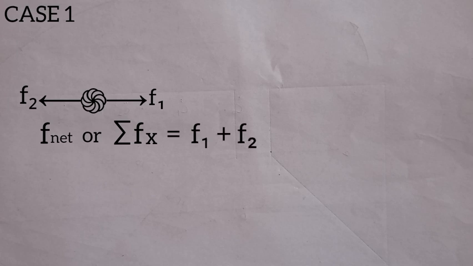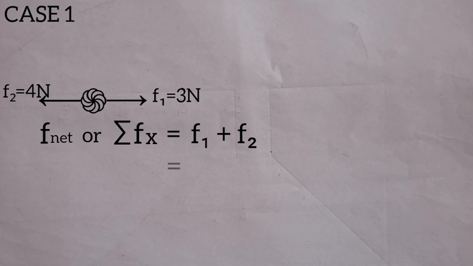Now let's assume that F1 is 3 Newton, and the force going towards the right is F1, and the one going towards the left is F2. We're assuming F1 is 3 Newton and F2 is 4 Newton. So we'll now say that the net force will be F1 plus F2. So what is F1? Due to the fact that the force is facing the right, we say that we'll be having positive 3 plus F2.